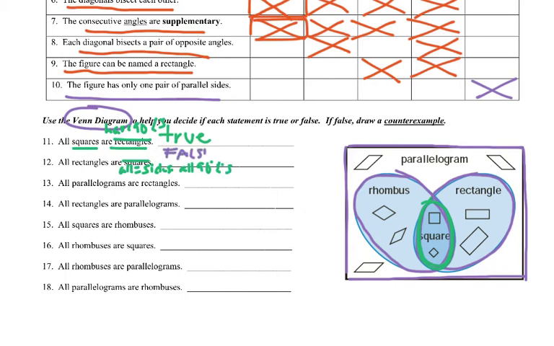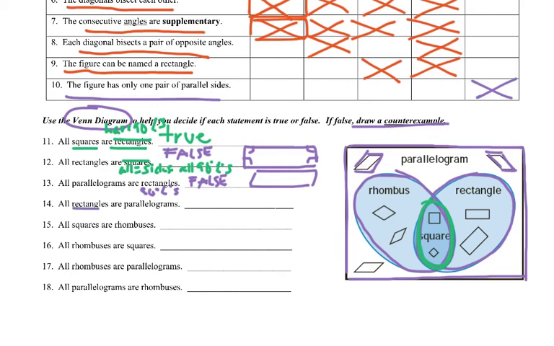And it says if it's false, draw a counterexample. In other words, draw a rectangle that's not a square. So here's a rectangle that's not a square. Next one, are all parallelograms rectangles? Do all parallelograms have 90-degree angles? No. Can you draw a parallelogram that does not have 90-degree angles? Yes. So any of these parallelograms kind of floating out here are parallelograms but not rectangles.